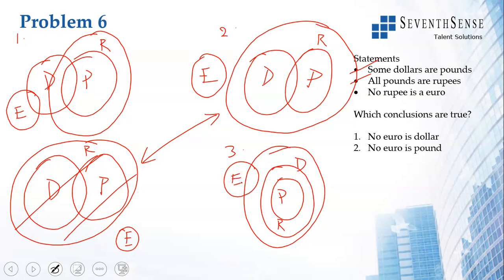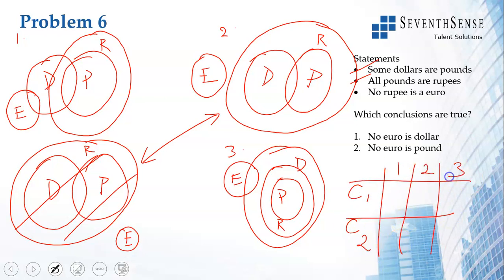So now they have given 2 conclusions. I have conclusion 1, conclusion 2, and I have diagrams 1, 2 and 3. The no conclusion again should be true in all the diagrams. No euro is a dollar. So if you see here, no euro is a dollar is false. So this conclusion is false. You can check in diagram 2 it is true, in diagram 3 again it is false. But the moment you get the first cross, don't do this step. This I'm just doing for practice. The moment you get the first cross, you can put this as a cross.